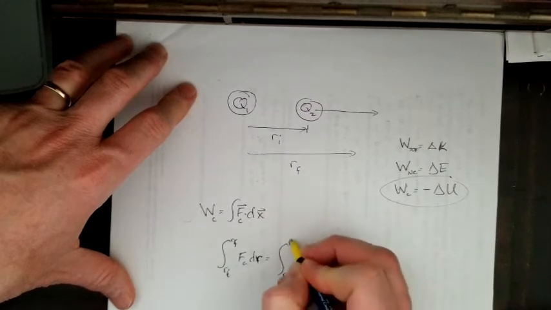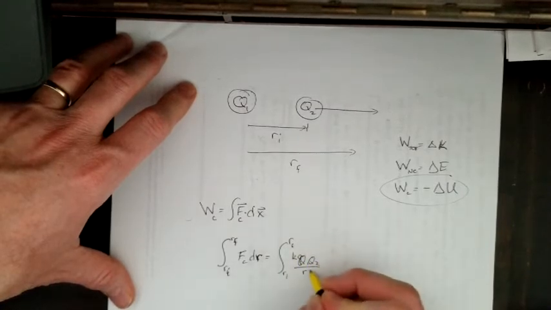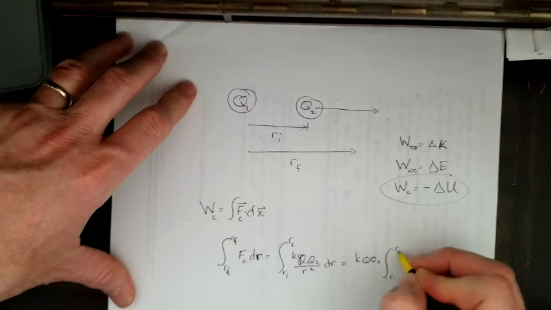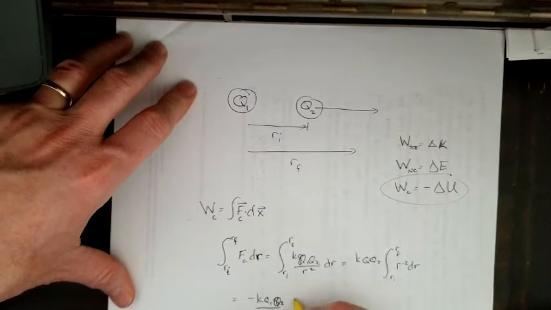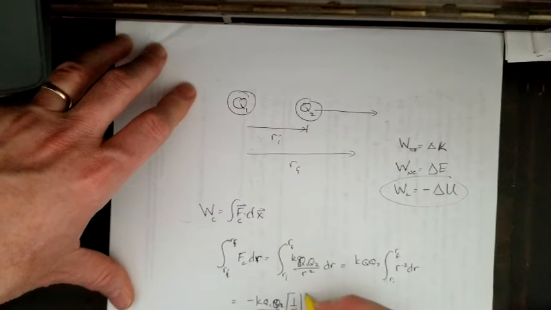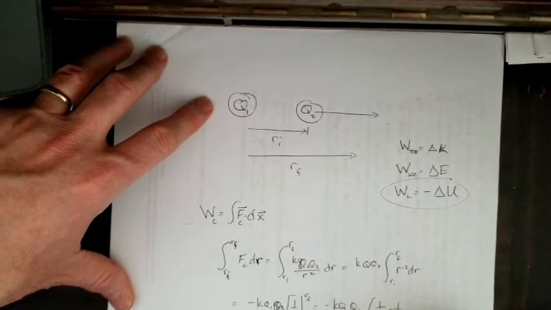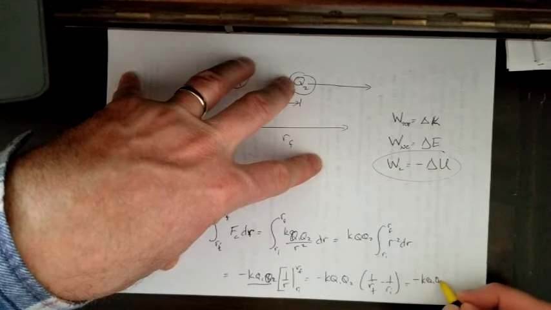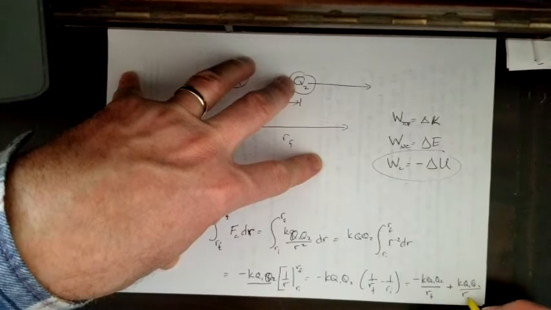And so this is from some initial to final radius of k q1 q2 over r squared dr. Well, I can pull my constants out, k q1 q2, integral from r initial to r final of r to the negative 2 dr, which is negative k q1 q2 times 1 over r from r initial to r final, which is negative k q1 q2 times 1 over r final minus 1 over r initial, which is negative k q1 q2 over r final plus k q1 q2 over r initial.